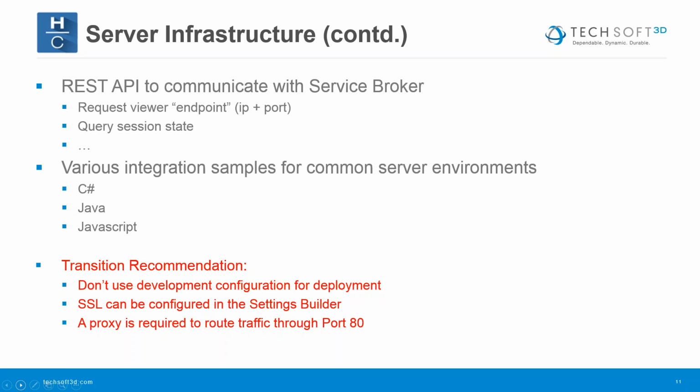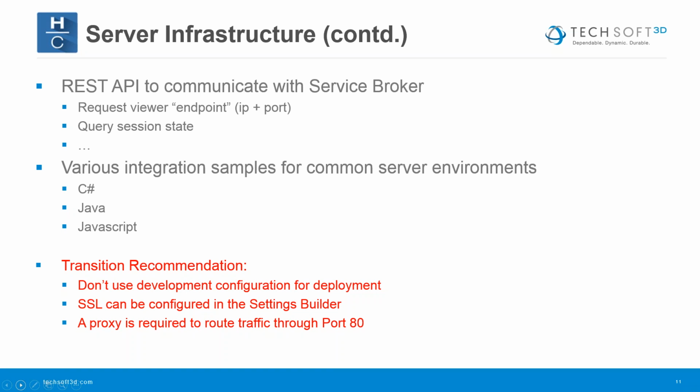So from a transition recommendation perspective, the key is, as I said before, don't use a development configuration for deployment. I think some customers have this idea, oh, well, I have this single self-contained thing where everything is on one machine and then I replicate that on multiple hardware. That's not the approach that we recommend. We recommend having one service broker communicating with multiple machines. It's a little more complex, but it's the most efficient and best way, we feel, to use this technology.